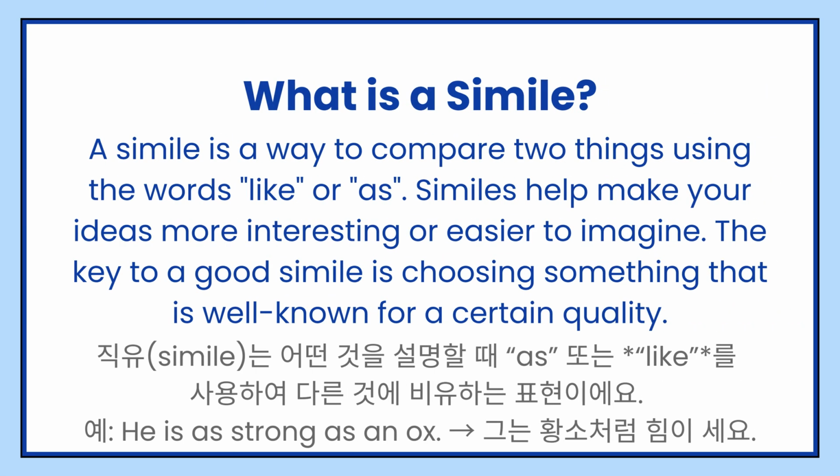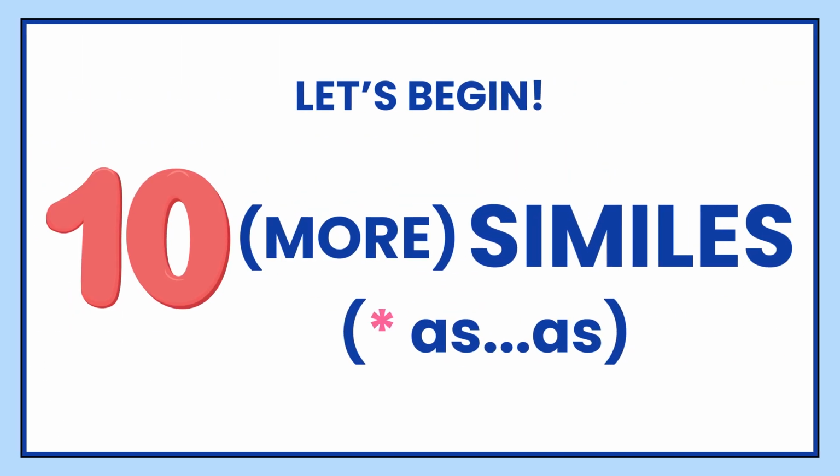In this lesson, we're going to learn all about similes. What is a simile? A simile is a way to compare two things using the words like or as. Similes help make your ideas more interesting or easier to imagine. The key to a good simile is choosing something that is well known for a certain quality. In this lesson, we're going to be focusing on as something as similes.